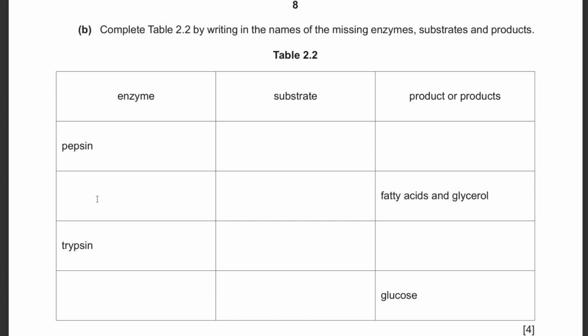So lipase, lipids. Trypsin. What is trypsin? Trypsin is also a sort of protease like pepsin that breaks down proteins into amino acids.